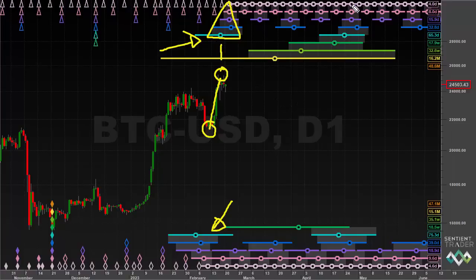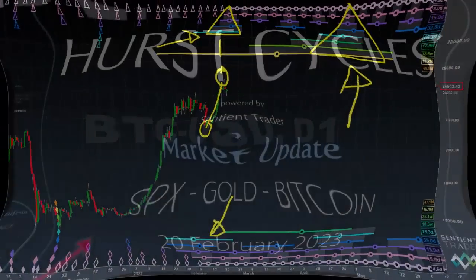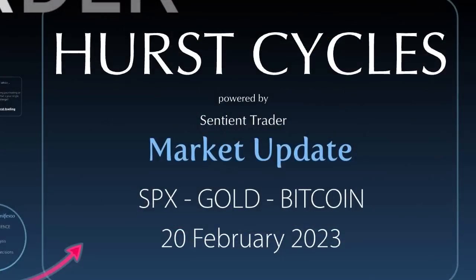However, we have a strong magnet pulling price upwards into this 18-month cycle peak expected over here towards about the end of April.